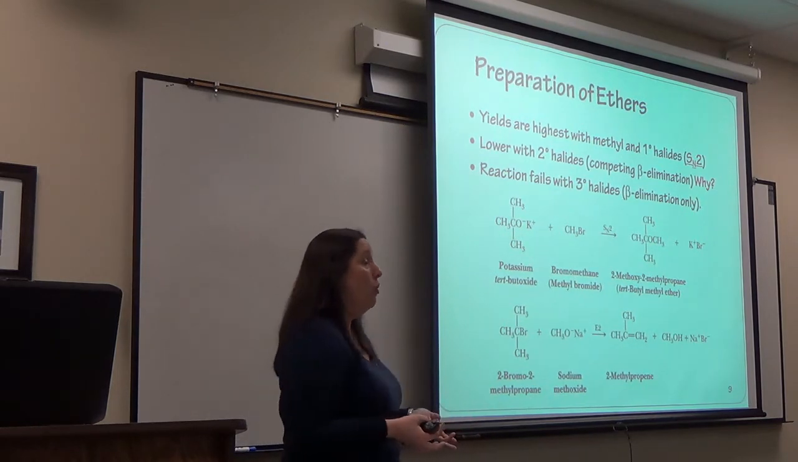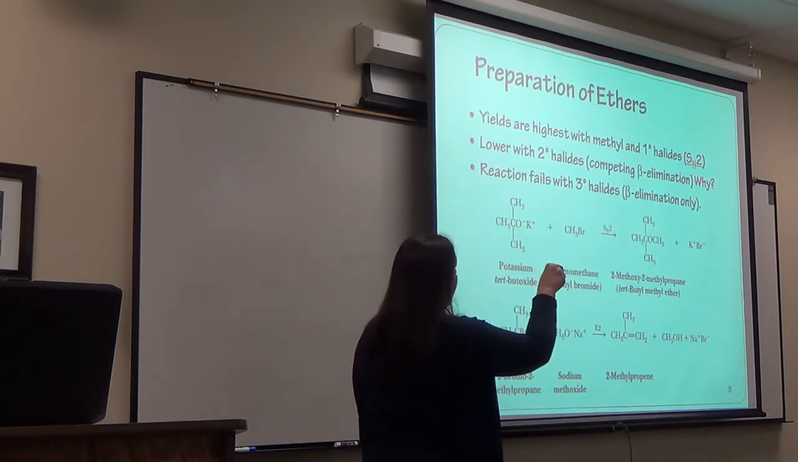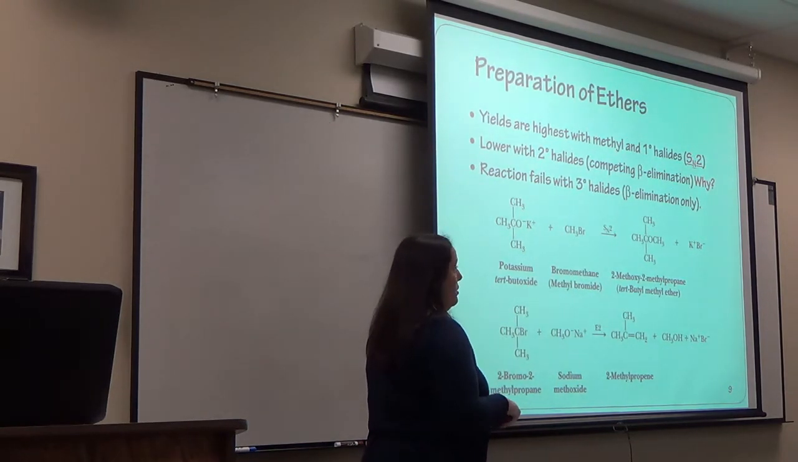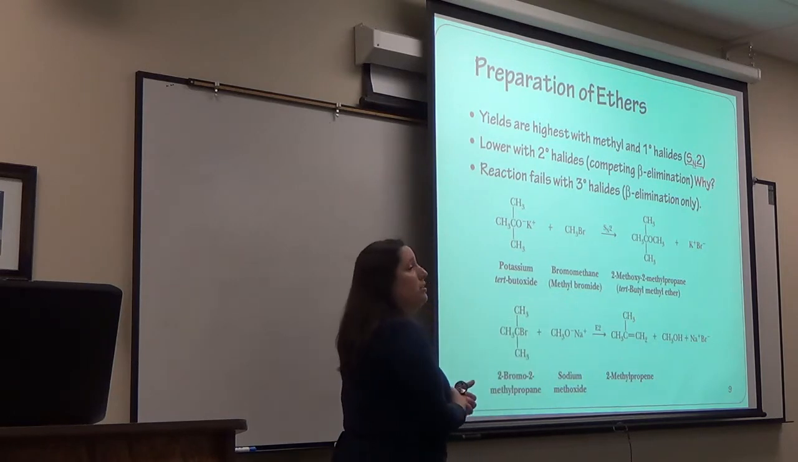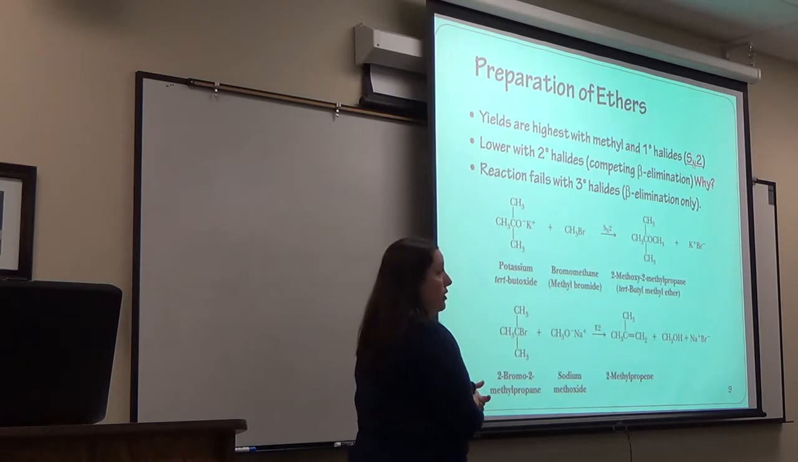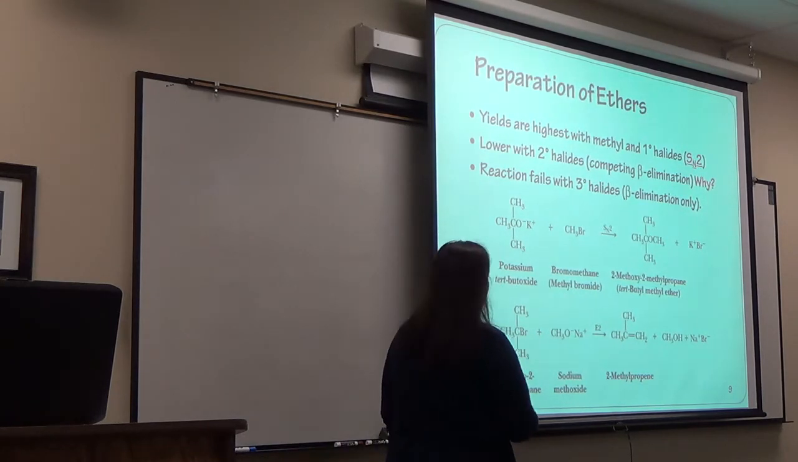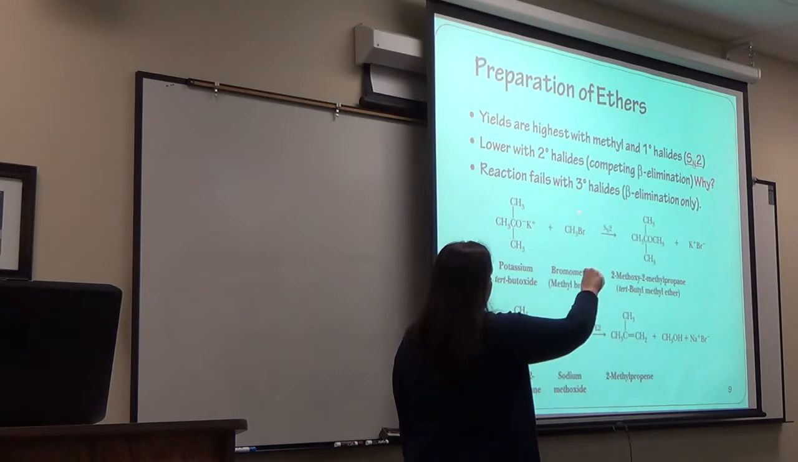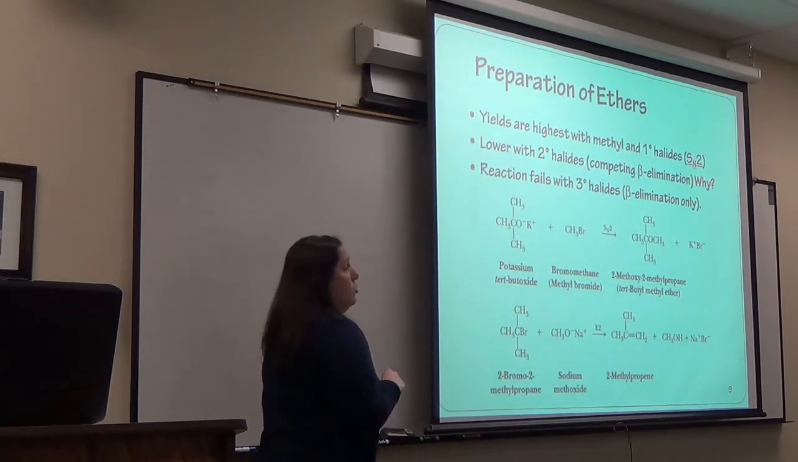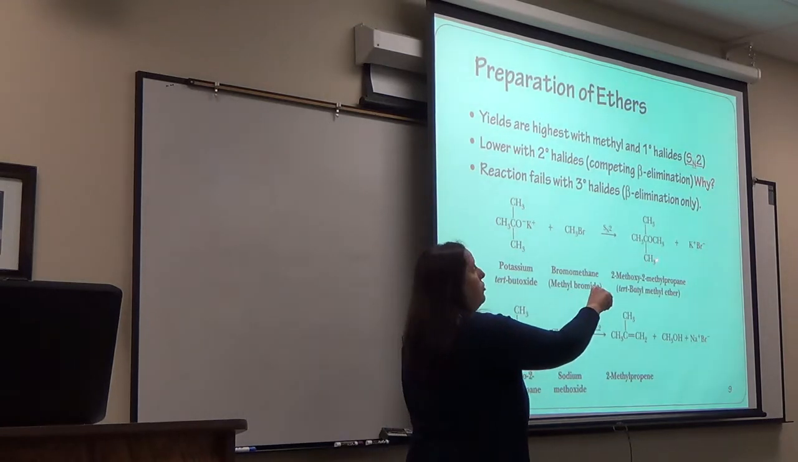That's really our goal. So in order to get the highest yield, we want to use methyl or primary halides. That's going to improve our chances of getting the reaction to go SN2 rather than elimination. So in this case, this is a methyl halide. Would you agree? It's a methyl group next to a halogen. So this is going to lead you to the SN2 product, which is the ether.